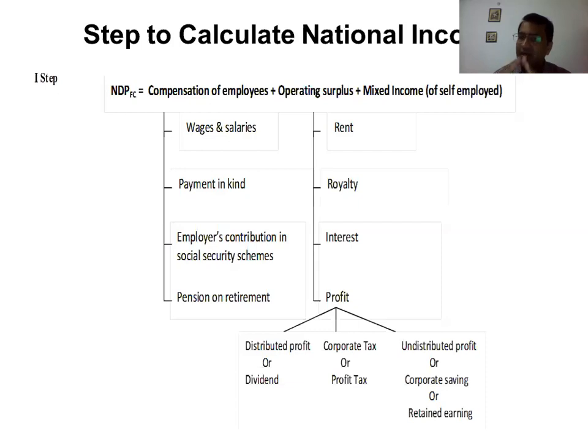Third is the mixed income of self-employed, which is not distributed and cannot be segregated into rent, interest, and profit. That type of income is mixed income. We will add all three components of income, and the total is called net domestic product at factor cost. So to calculate national income, the first step is to calculate net domestic product at factor cost.